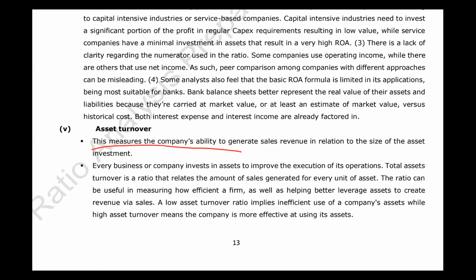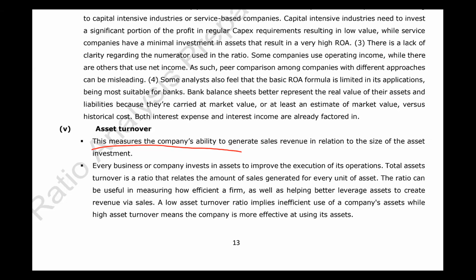So it does measure the company's ability to generate sales revenue in relation to the size of the asset investment. That is the asset turnover. That is what it does, okay? Most of the time, you find that companies invest in assets to improve the execution of their operations.